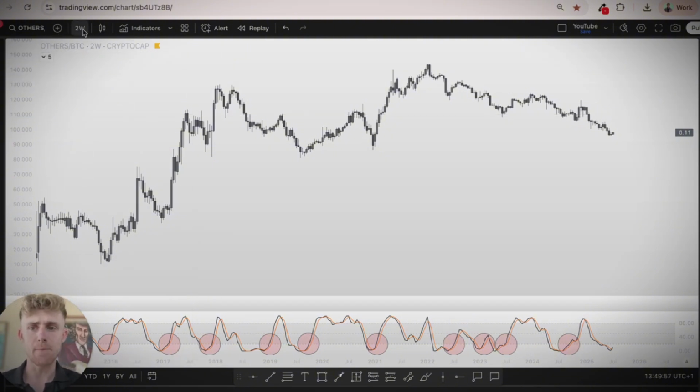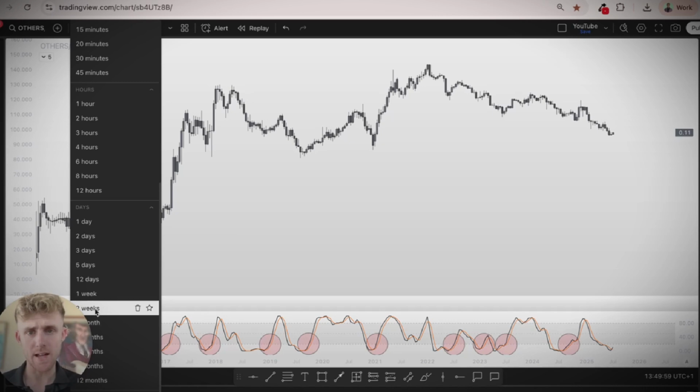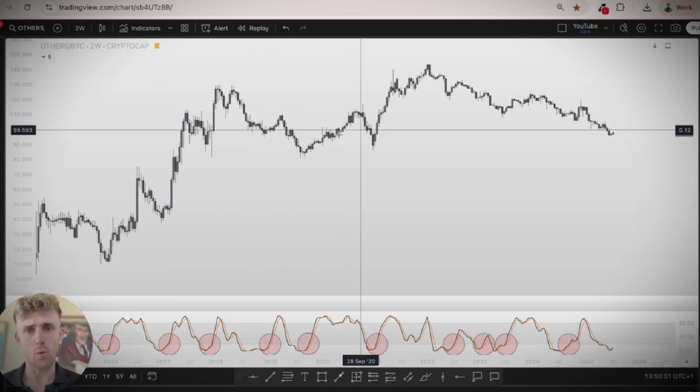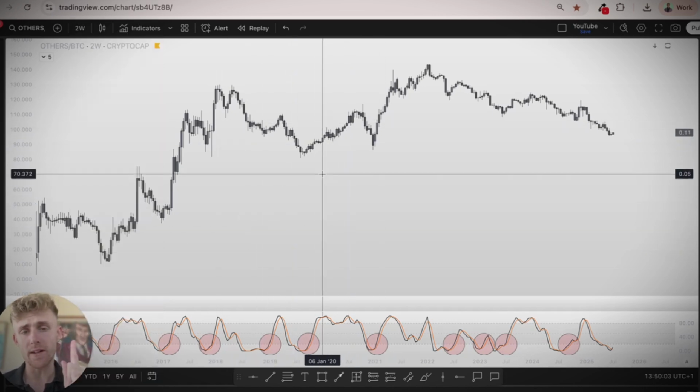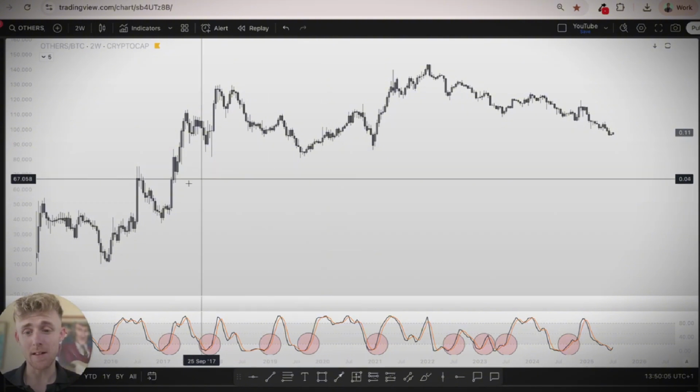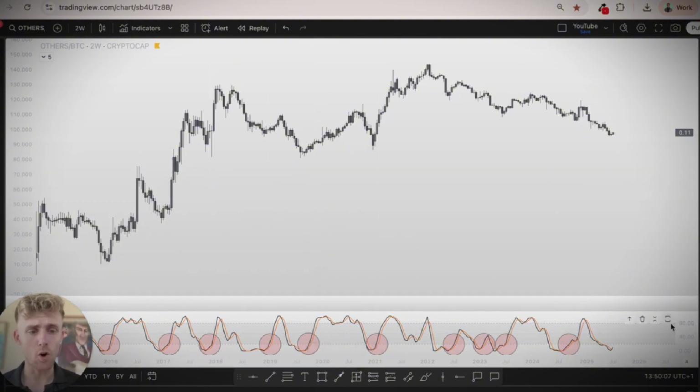Next step is time frame. You're going to select the 2-week time frame as this indicator works best. And you only need one indicator, only one, very simple, and that is your stochastic RSI on the standard settings, which is what I have here on my screen at the bottom.